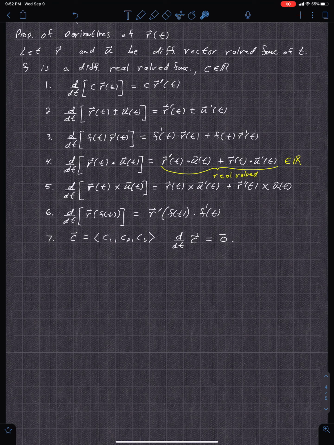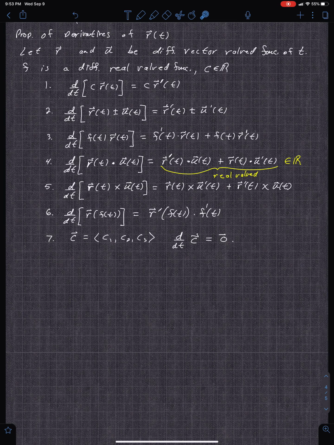Sometimes I prove the product rule. I don't know if I am today, or in my notes. So product rule: derivative of the first times the second plus the first times the derivative of the second, because f is real valued, where r is vector valued.